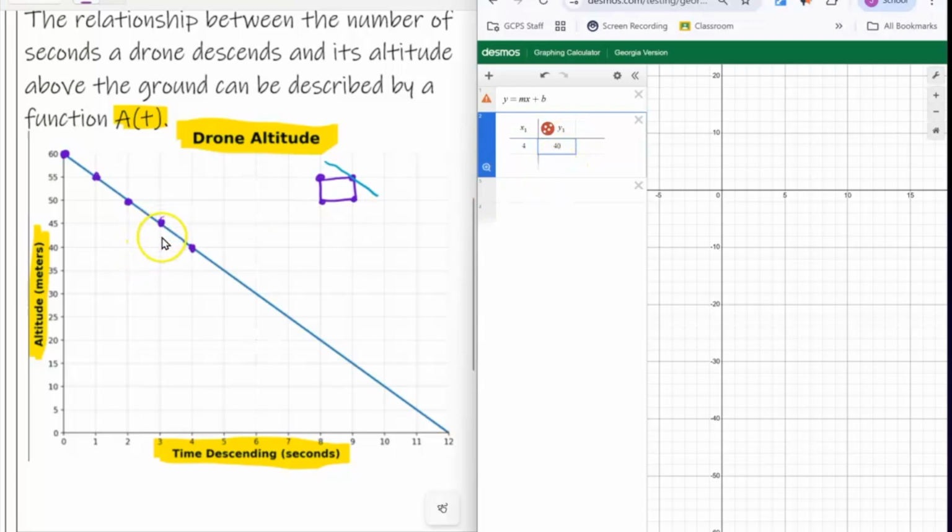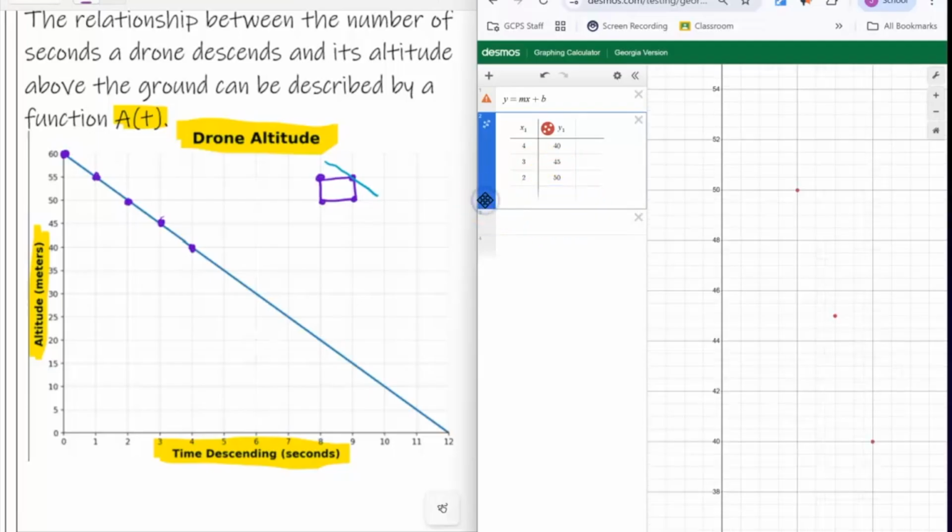For this corner, I see my X value is 3 and my Y value at that corner is 45. And again, I need 3 points. My next one is 2 and 50. All right, now once you put that in, I want you to zoom fit again, so you should be getting used to this process. Hit my flag.